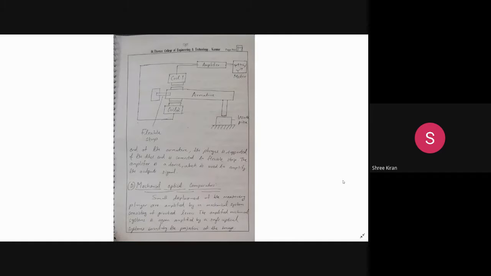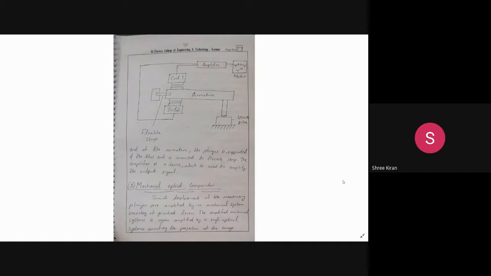In this comparator we can get a high magnification range, where direct DC current is supplied to the system. It mainly depends on the Wheatstone's bridge circuit for measurement.